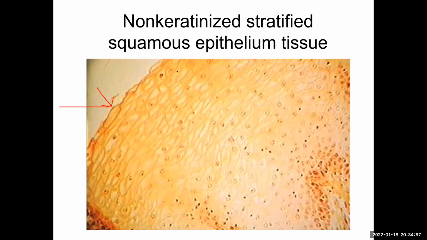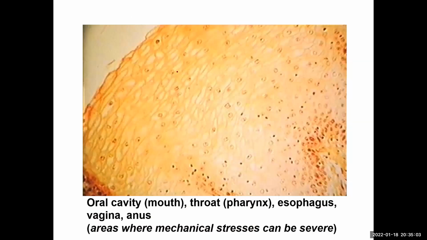Where are we going to find this? In moist areas. Moist areas are entrances into your body and exits from your body. Oral cavity, mouth, throat, the pharynx, esophagus, vagina, and anus. Pretty much where we're going to see mechanical stress. Areas of mechanical stress.